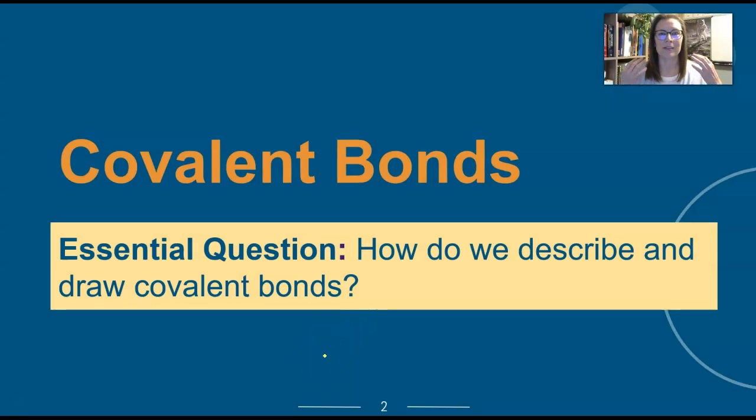All right, so these notes, as I said, are on covalent bonds, and by the end of this lesson, we want to be able to describe and draw covalent bonds. So our essential question is, how do we describe and draw covalent bonds?